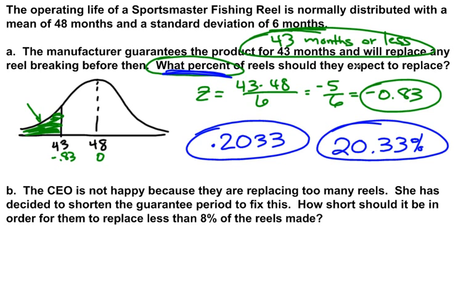Well, the CEO is not happy. This is part B. The CEO is not happy because they're replacing too many reels. It's costing them too much money to replace all of them. So she has decided to shorten the guarantee period to fix that issue. Before she gets started, she says she wants to replace less than 8% of the reels that they make. So how short should they make the guarantee period if that's the strategy she wants to employ?